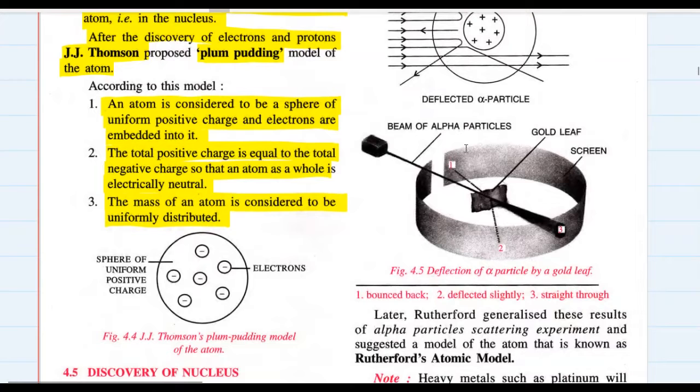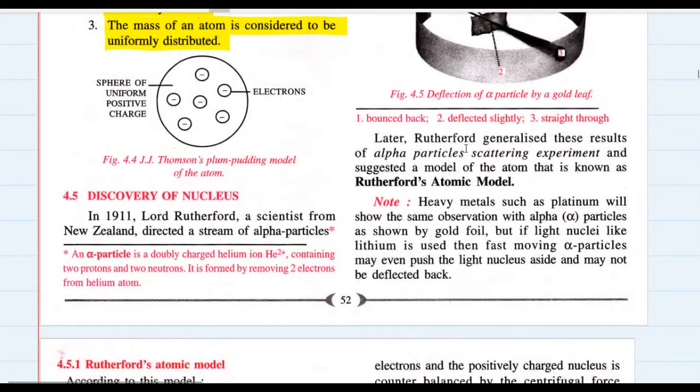But soon after J.J. Thomson's proposal of the plum pudding model of an atom, in 1911, another scientist named Ernest Rutherford, now known as Lord Rutherford, a scientist from New Zealand, did an alpha particle scattering experiment in which he directed a stream of alpha particles.